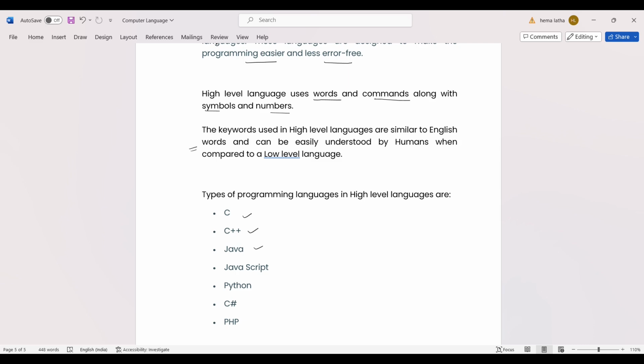How the high level languages are converted into machine language, for that we need translators. That we will discuss in the next video.